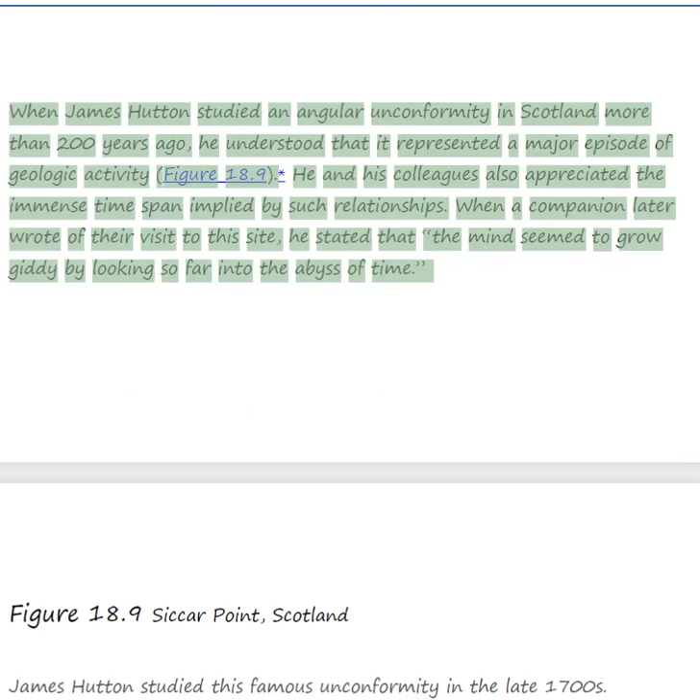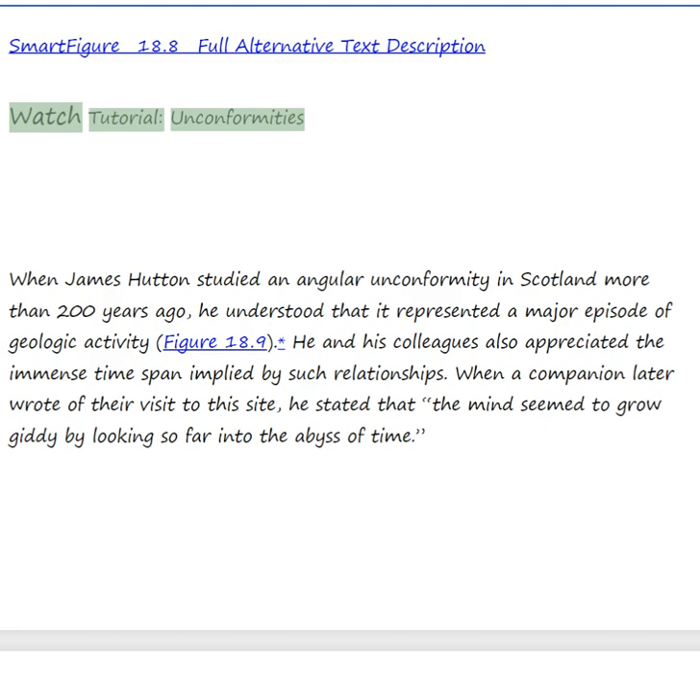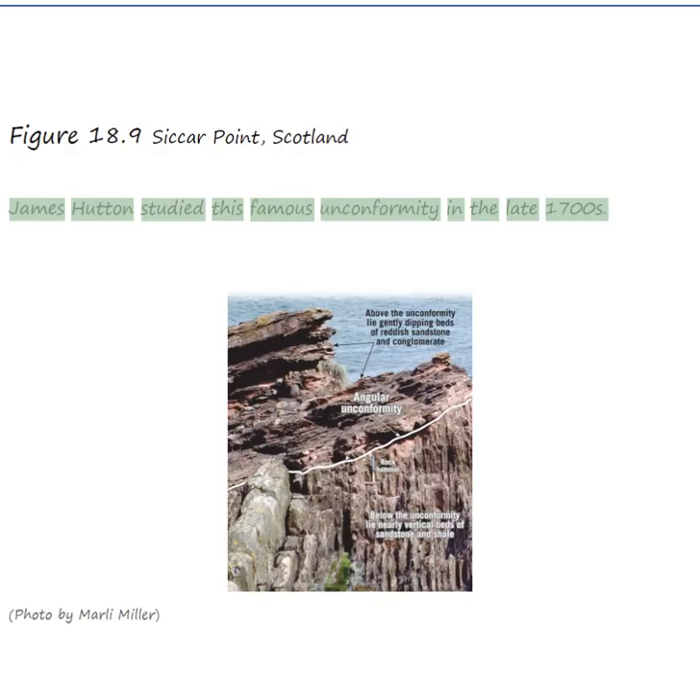When James Hutton studied an angular unconformity in Scotland more than 200 years ago, he understood that it represented a major episode of geologic activity. He and his colleagues also appreciated the immense time span implied by such relationships. When a companion later wrote of their visit to this site, he stated that the mind seemed to grow giddy by looking so far into the abyss of time. Watch tutorial, Unconformities. James Hutton studied this famous unconformity in the late 1700s.